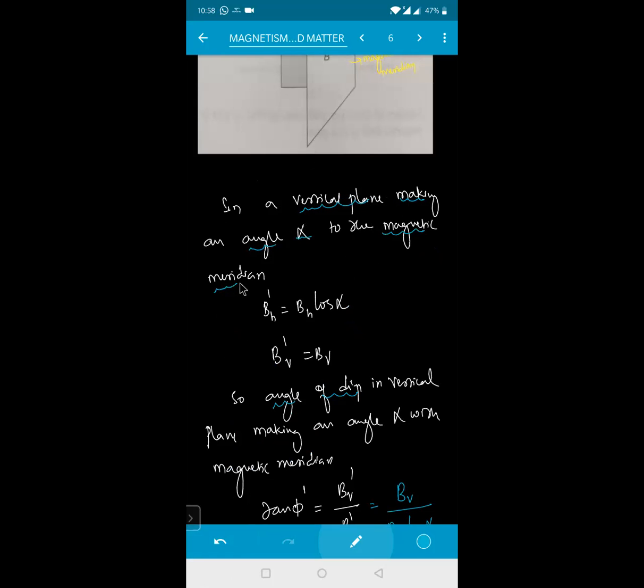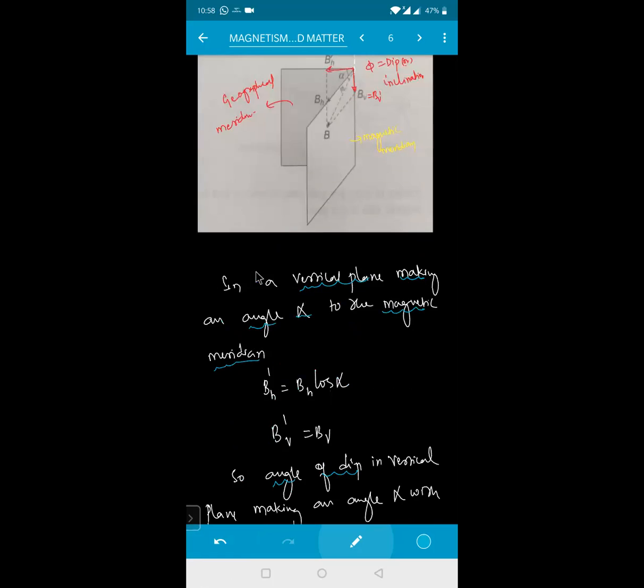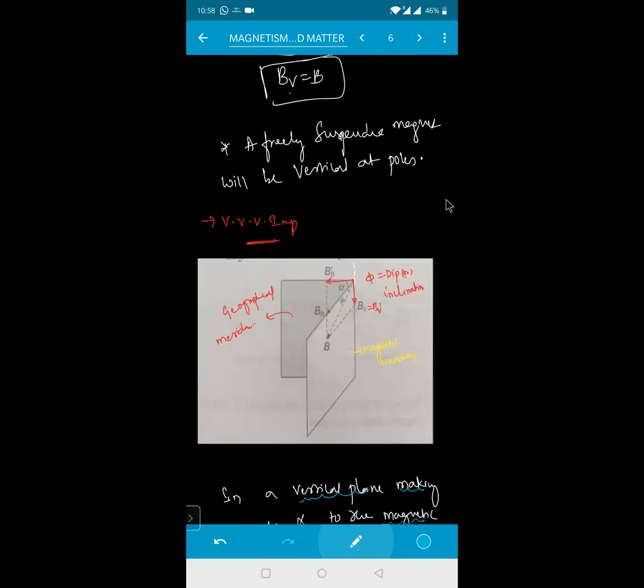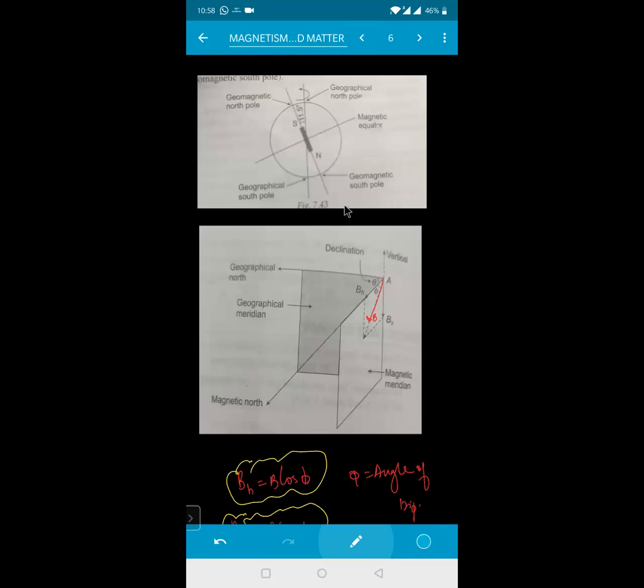Sir, can you show it in the diagram once? Yes, see, this one is your alpha. This is the true angle. The angle I'm taking right now, the previous one, was the true angle. I'll represent the new one here by phi dash. So this angle is the true angle.